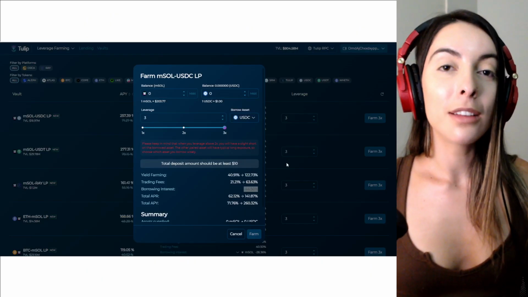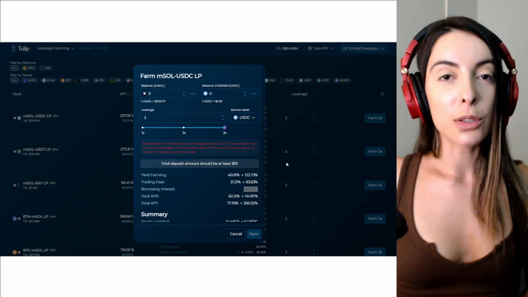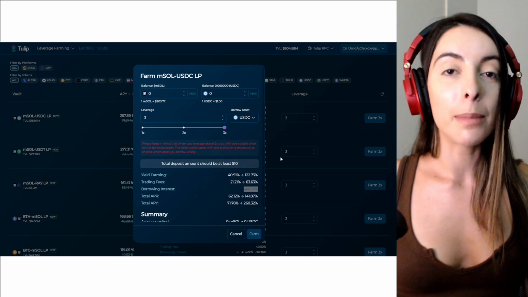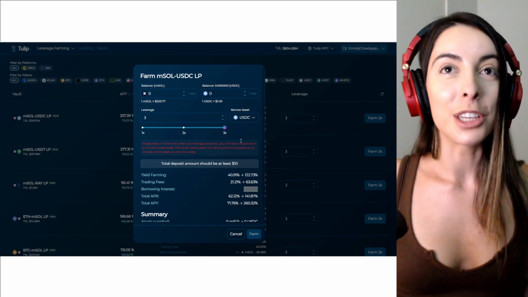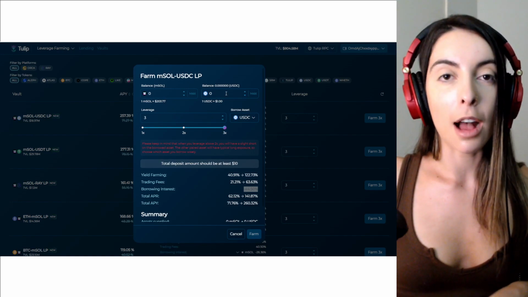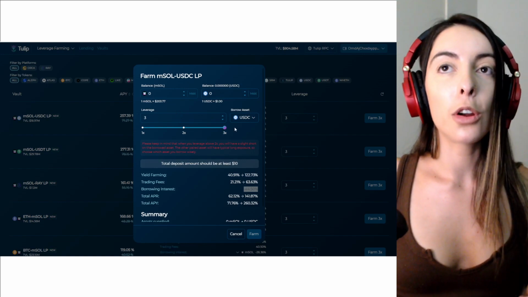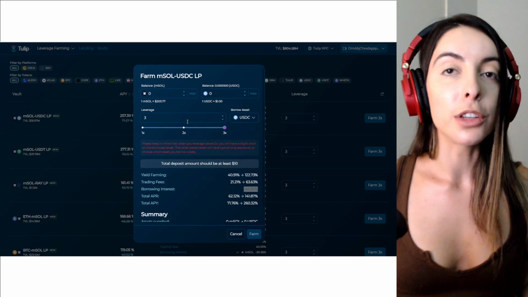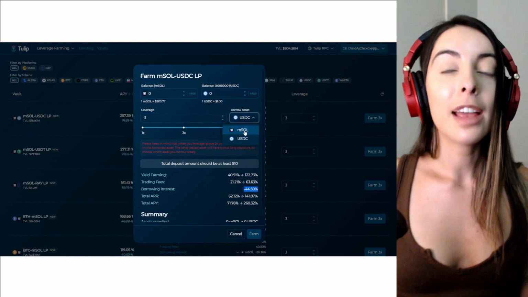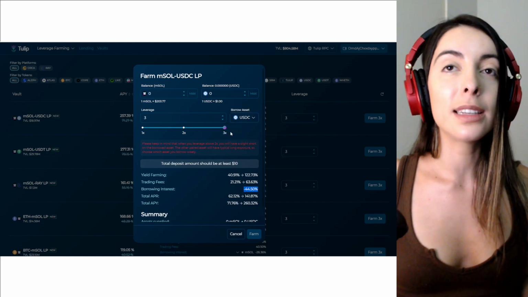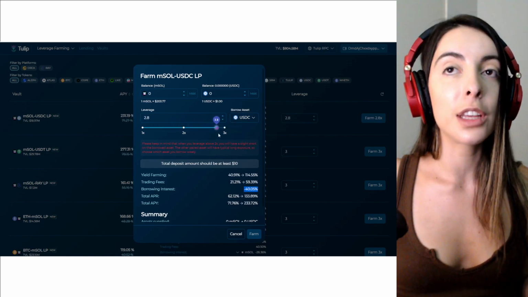Okay, so now that we understand the risks that are associated with leverage yield farming, let's go through the processes and the mechanisms of how you actually do this. So the first row is the two tokens that you want to supply. The second row is the borrowed asset and the amount of leverage you want to use. So say you have heaps of MSOL, but you don't have enough USDC. You'd pick USDC and then you'd pick the amount of leverage that you want to use.